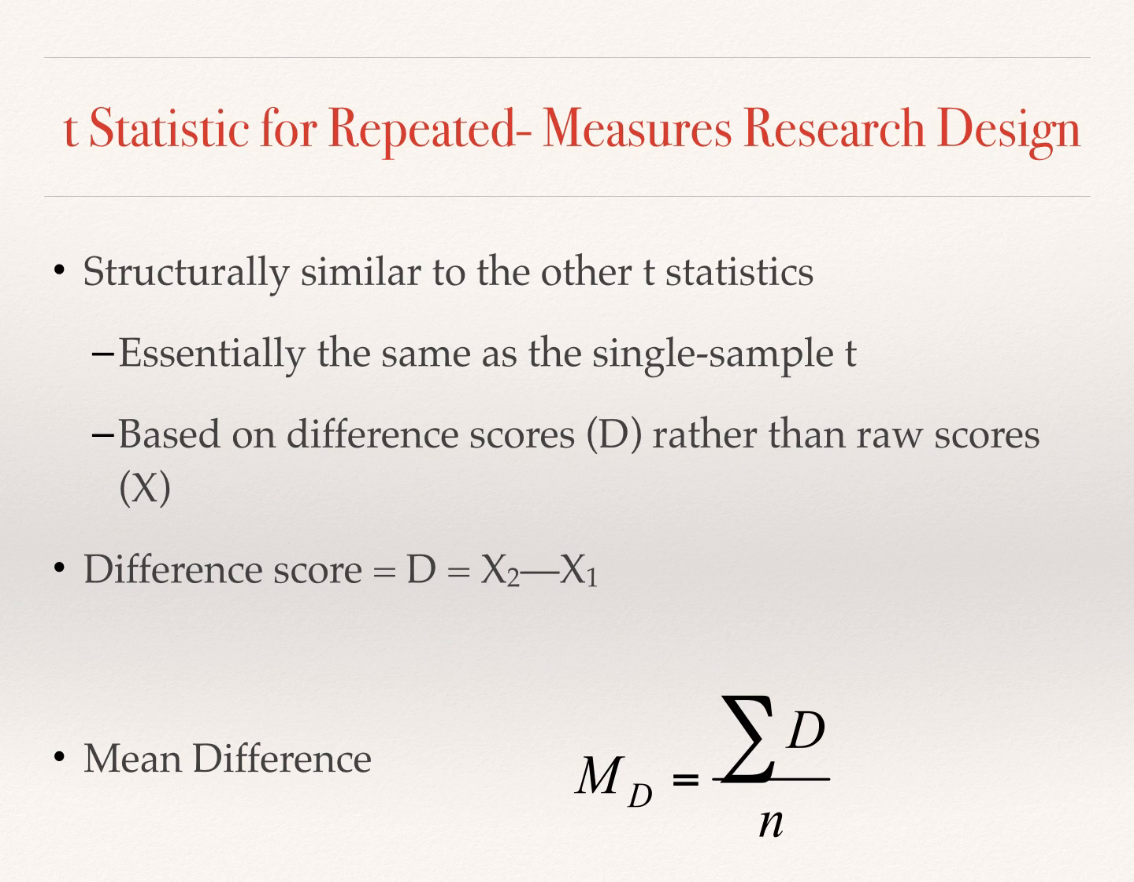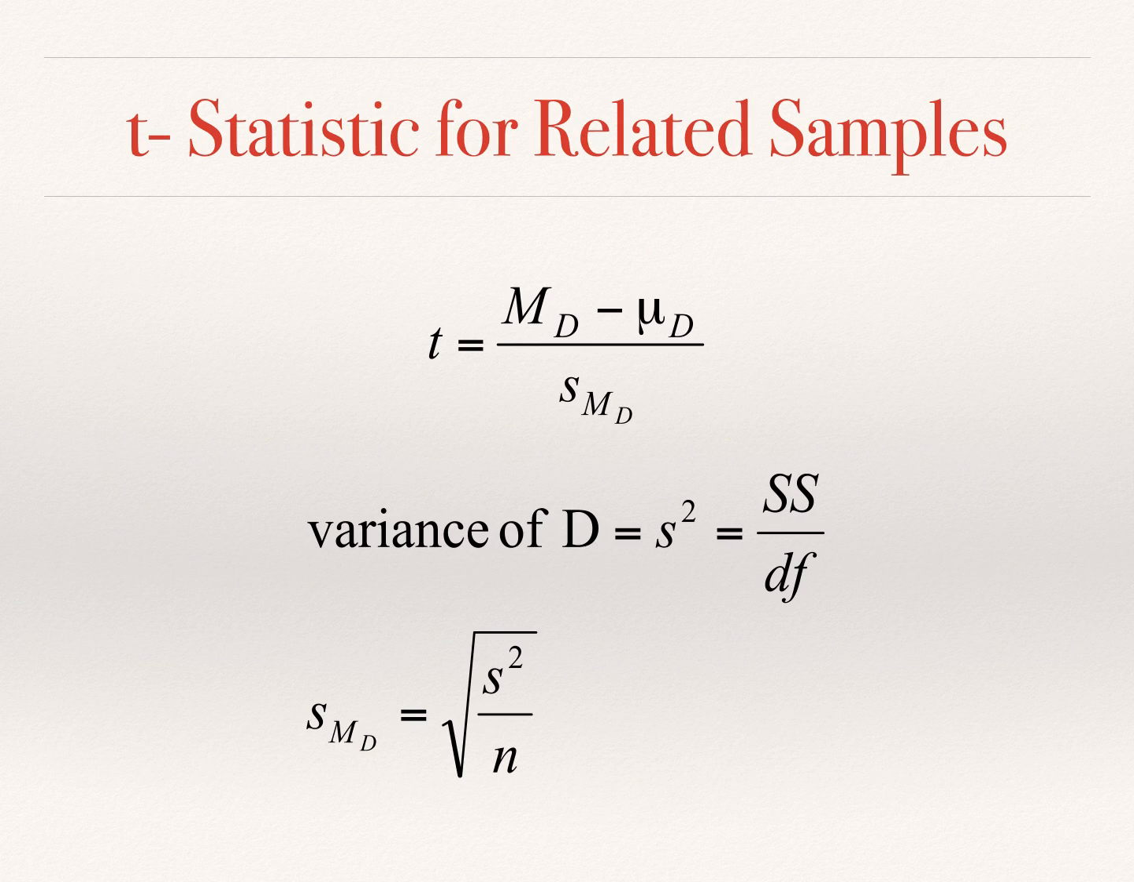And then we've got our mean difference. We're going to add up the difference scores and divide them by the number of difference scores that we have, so that's calculated in the same way. Once we have these difference scores and the mean difference, we're going to treat those as now our raw data. We're no longer going to be working with those raw scores X. We're going to be exclusively working with these difference scores.